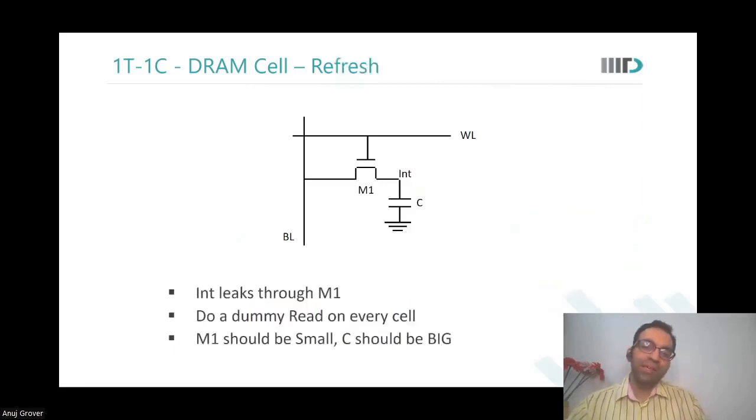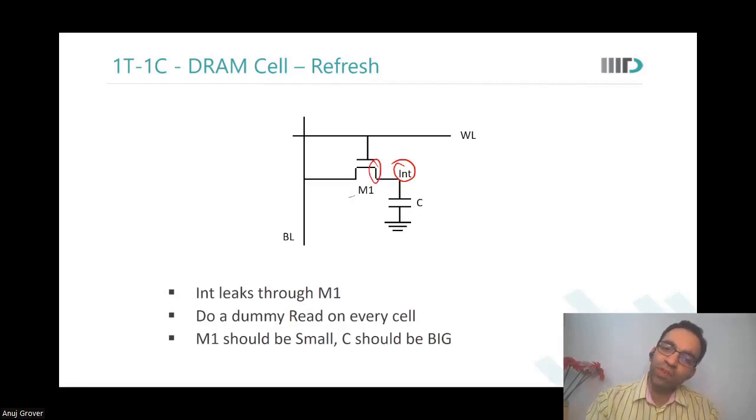Now comes the third thing, which is called refresh. This internal node would leak over time. Where would it leak? There is a junction capacitance of this MOSFET. There is subthreshold current going through this MOSFET. So many things are happening, so this internal capacitance would leak, the INT node would leak.